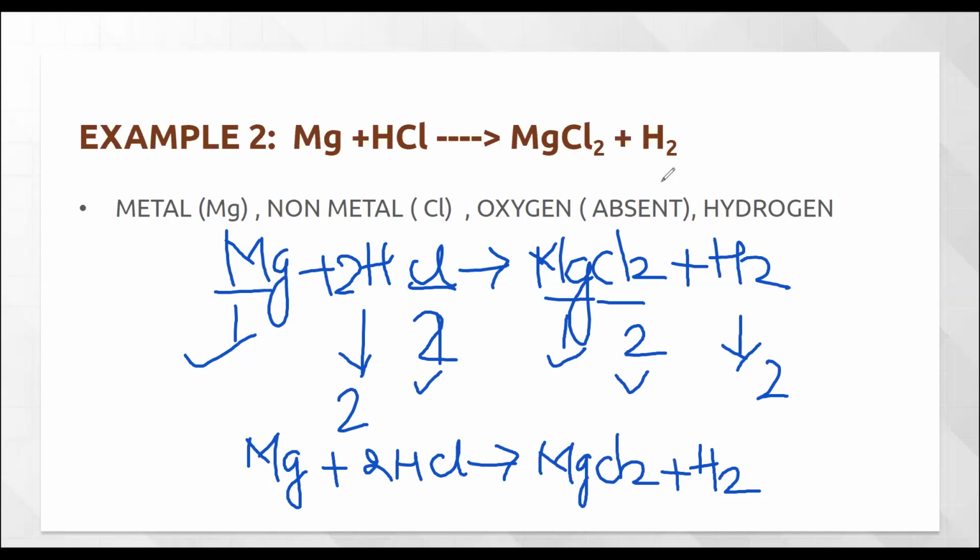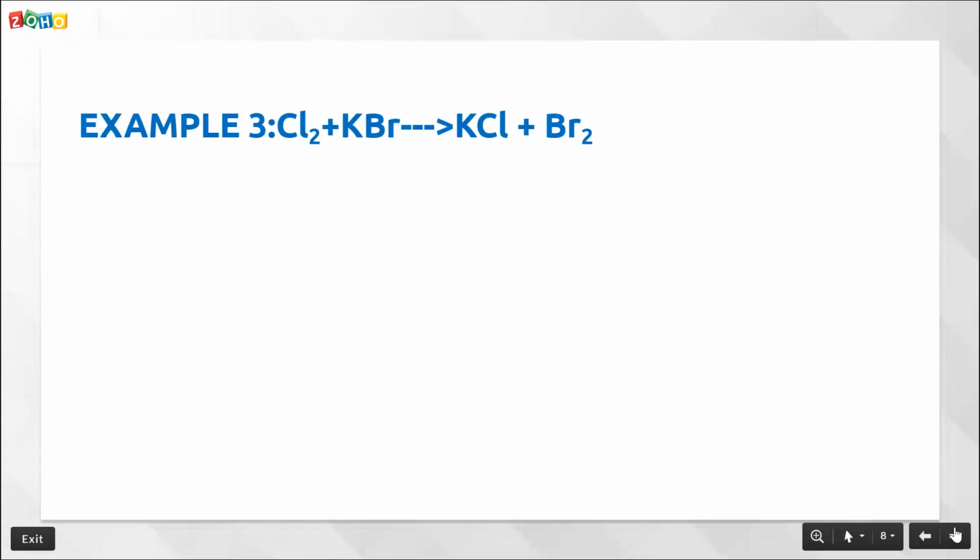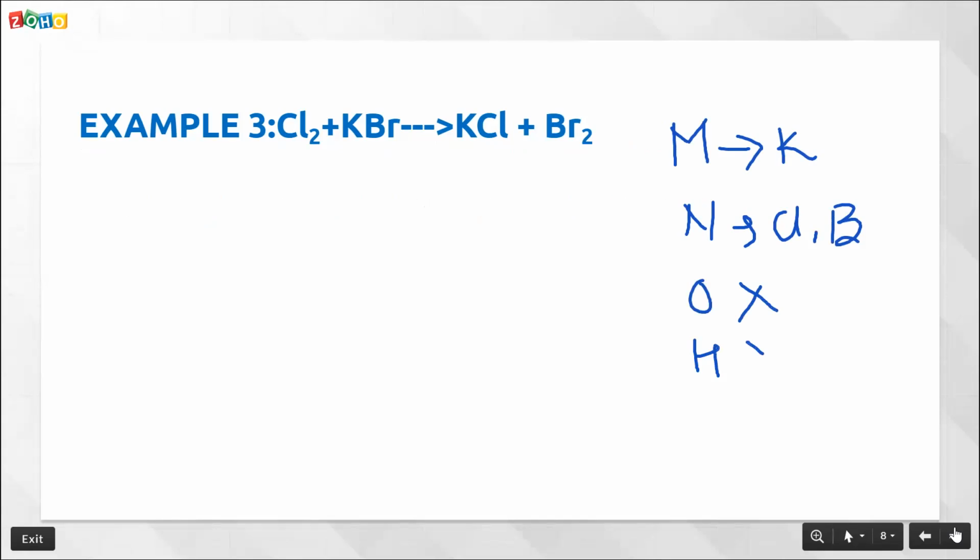Now we'll move to a bit more complex equation, that is Cl2 plus KBr gives KCl plus Br2. If you observe this chemical equation, in place of metal we are having potassium. In place of non-metal we are having both chlorine as well as bromine. Oxygen is absent and hydrogen is also absent. So first we have to balance the metal and then the non-metal.